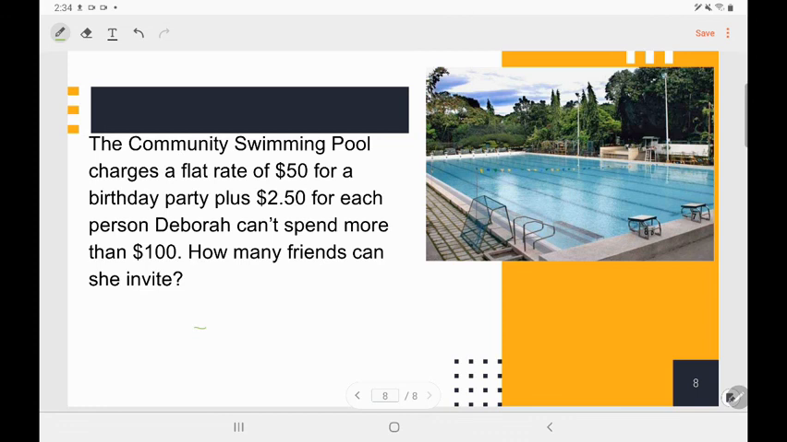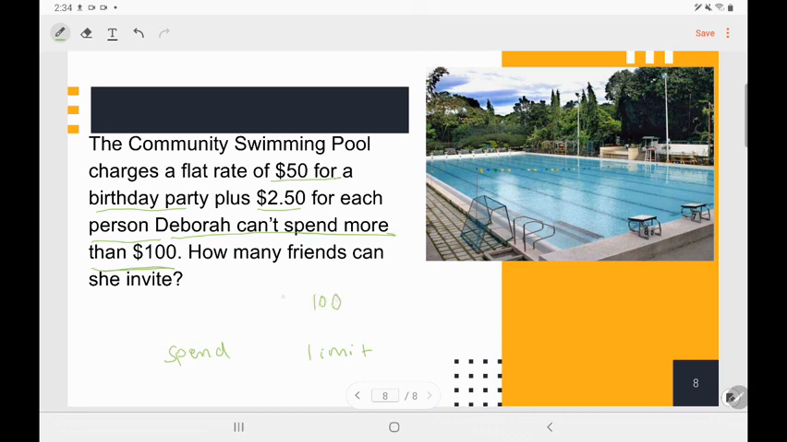All right, the community pool is charging a flat rate of $50 for a birthday party plus $250 for each person. Deborah cannot spend more than $100. How many friends can she invite? Okay, so what we're comparing is how much she can spend to her limit. Now her limit we know is $100.